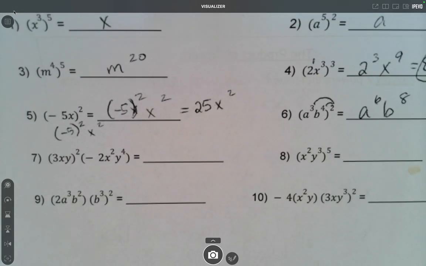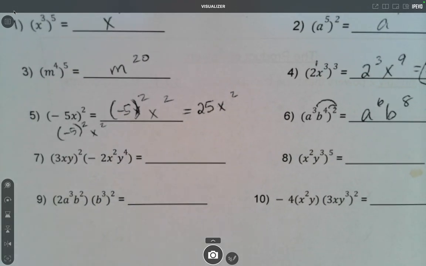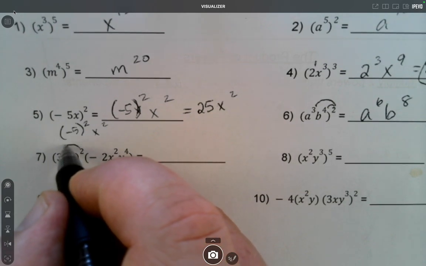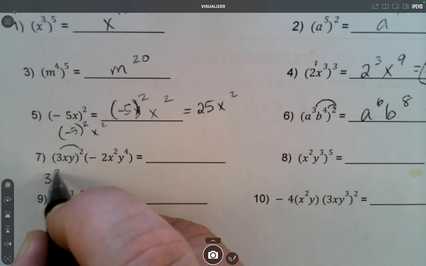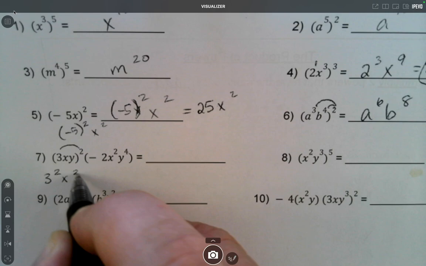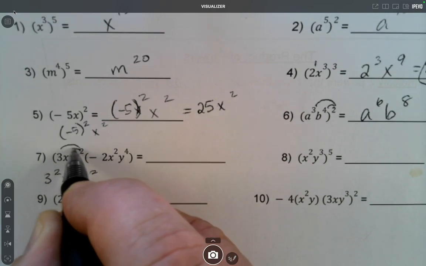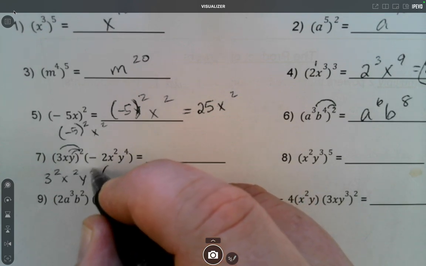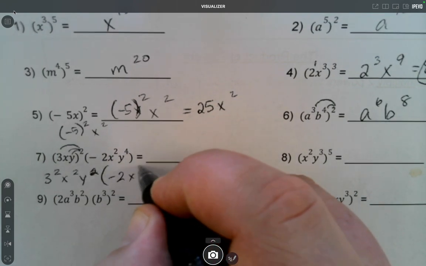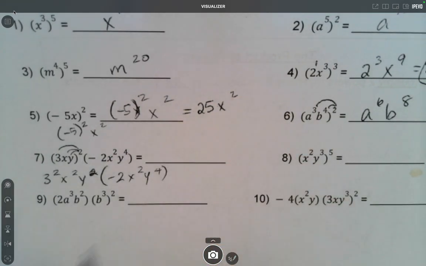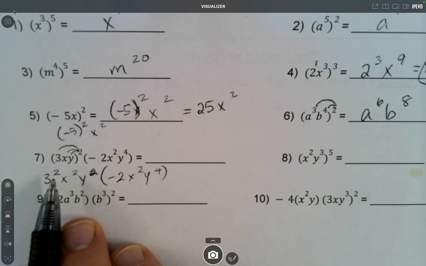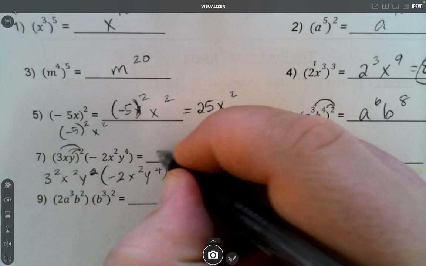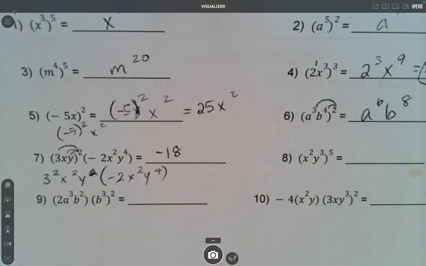Okay, on 7, I'd recommend we do a step in between, because notice this one is outside the parentheses, so you've got to apply this to the inside first. So 3 squared, x squared, and y squared, because it applies to all 3 of them. Then we'll multiply, that's a squared, negative 2x squared, y to the 4th. So 3 squared is 9. 9 times negative 2 is negative 18.